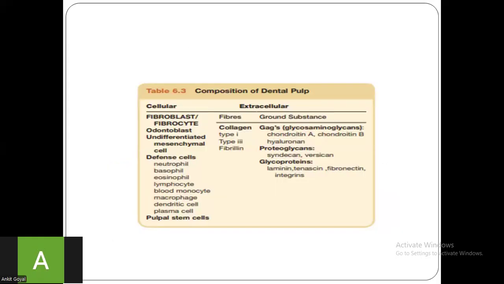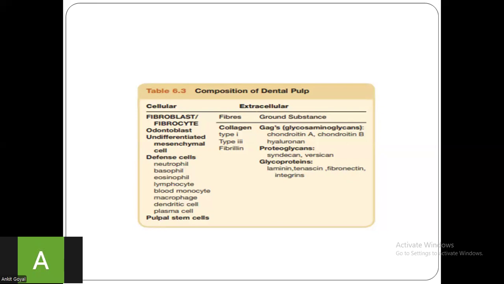So now we start with the composition of dental pulp. As we know, there are two components of pulp, cellular and extracellular. In the cellular component, the most common cell is the fibroblast. Second one is the odontoblast, and third one is undifferentiated mesenchymal cells. Fourth one is the defense cells, which are neutrophils, basophils, eosinophils, lymphocytes, blood monocytes, macrophages, dendritic cells, plasma cells, and pulpal cells. In the extracellular component, there are fibers and ground substance.